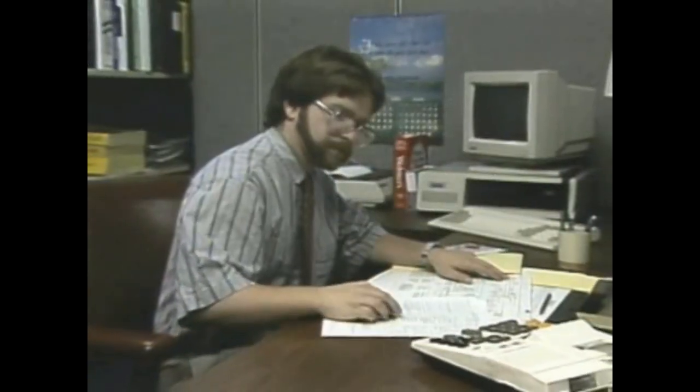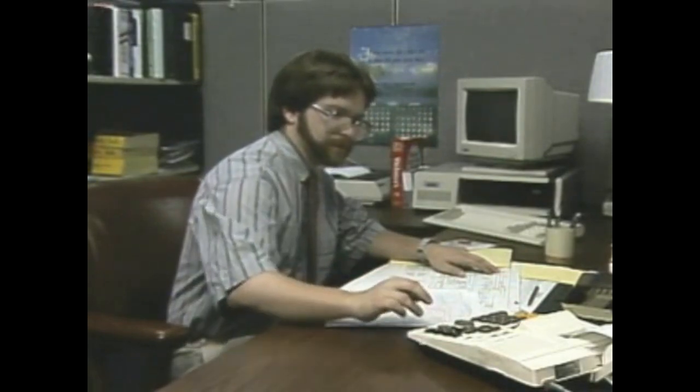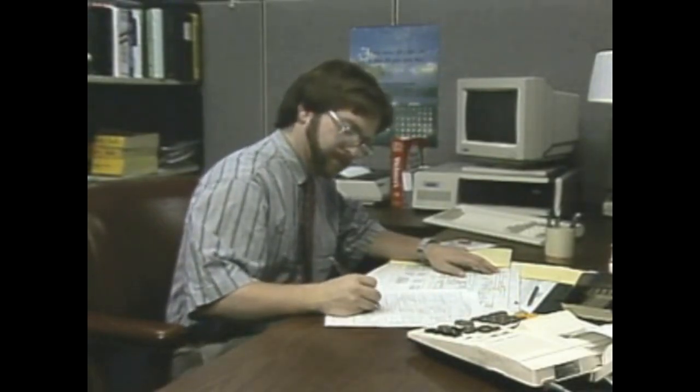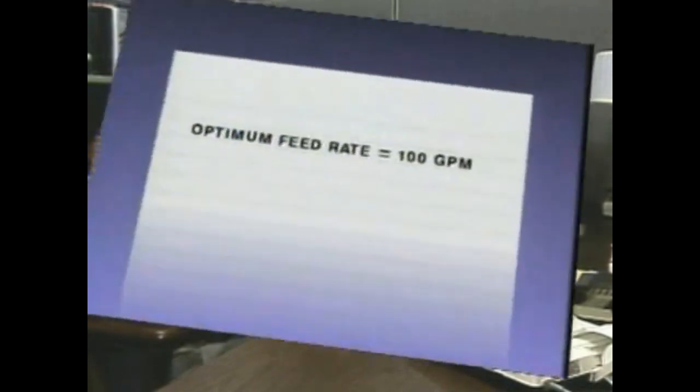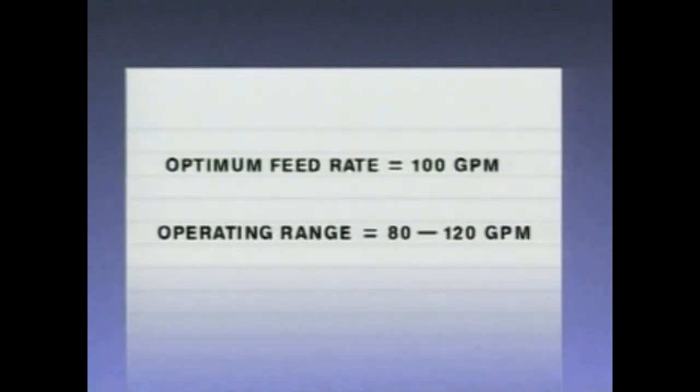For that reason, an optimum feed rate is normally determined mathematically based on system equipment and the materials being processed. An optimum feed rate is often determined when a system is designed and may be modified according to the mixture being distilled. However, a range within which the system functions efficiently is usually specified as well. For example, a system may have an optimum feed rate of 100 gallons per minute and an operating range of 80 to 120 gallons per minute.